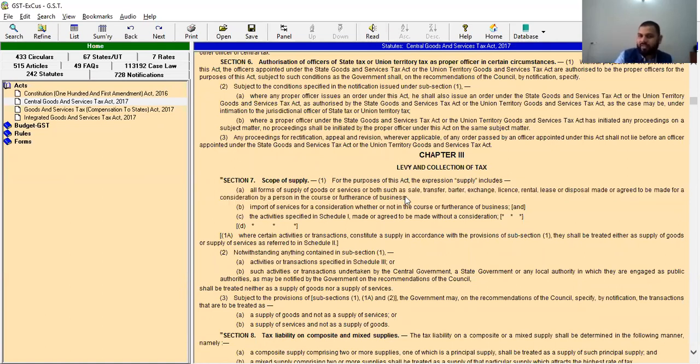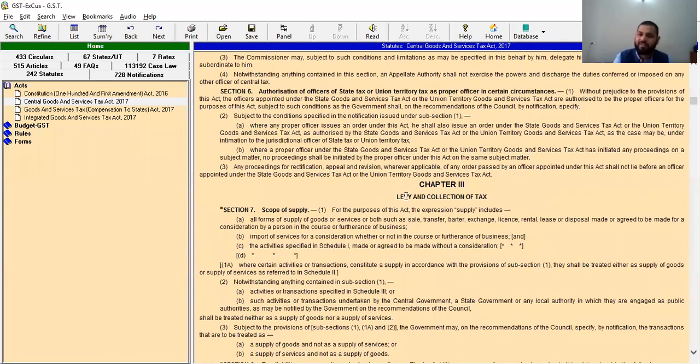To cite certain examples, it says such as sale, transfer, barter, exchange, license, rental, lease, or disposal. So if I dispose of some goods, then also it may fall within the ambit of supply. Made or agreed to be made for a consideration by a person in the course or furtherance of business. So whenever there is any sale, transfer, barter, etc. happening for a consideration, then it will qualify as supply.